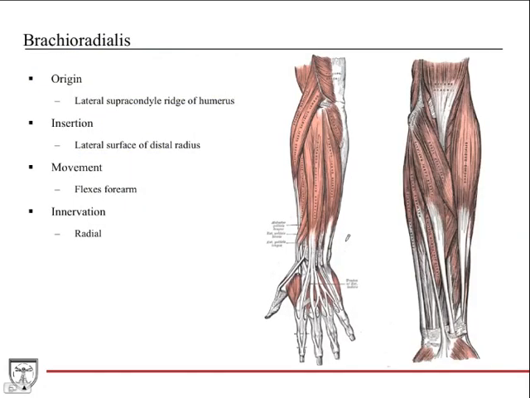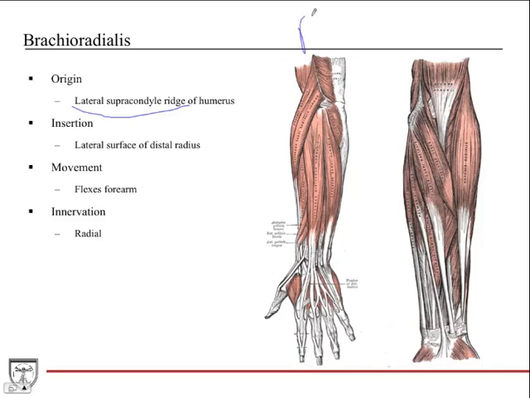So first, brachioradialis. Some people confuse this muscle. They think it's a flexor because it ends up wrapping around and traveling kind of on the lateral aspect or even near the anterior. So some people think maybe it travels in the anterior compartment, but it technically is a posterior compartment muscle. It originates on the lateral supracondylar ridge of the humerus.